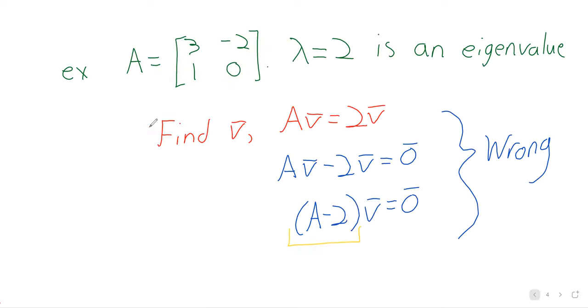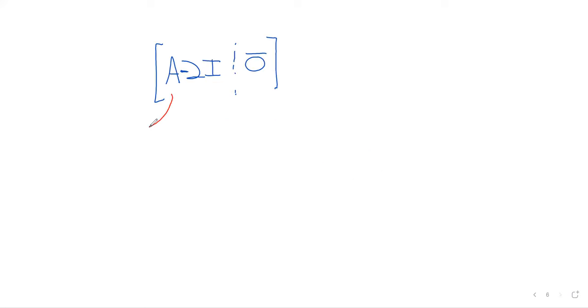We take A minus 2i, and we augment it with the 0 vector, and we hit this with Gauss-Jordan elimination. So by the time we're done with this course, we'll be doing subtraction like this in your head, almost certainly, but for the moment, let's write this down.